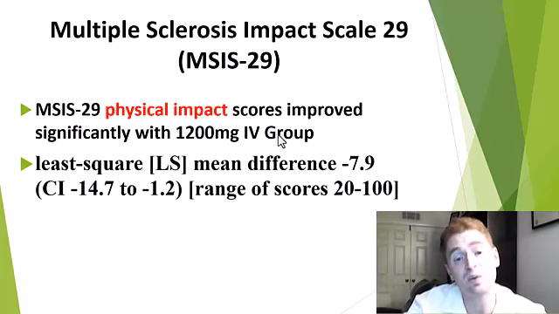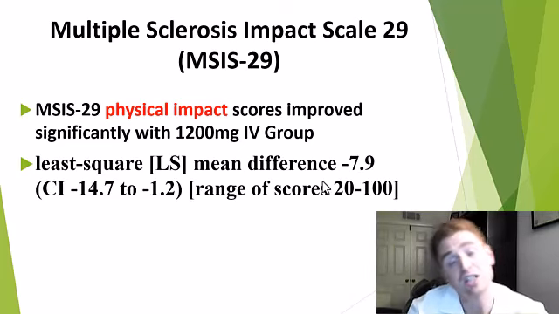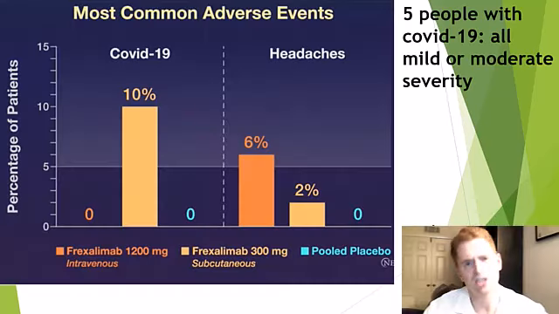And they found that with the higher dose IV group, there was improvement in the physical impact component of the scale, a 7.9 point difference on average, and this is a 20 to 100 scale, so that would be clinically significant in my opinion, but of course they're cherry picking. They didn't show the data on the psychological impact scale, and with the subcutaneous group, I presume there were no statistically significant differences. What about side effects?